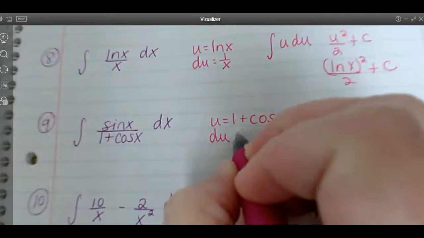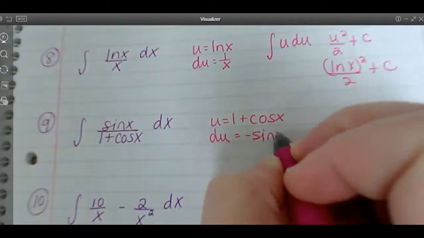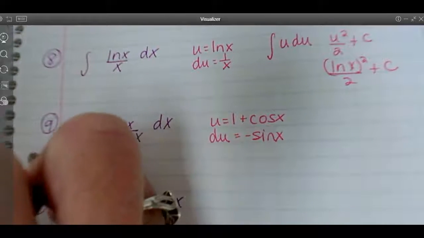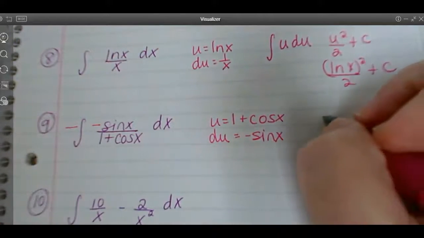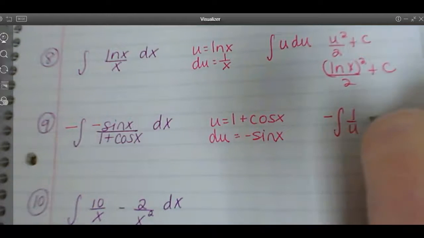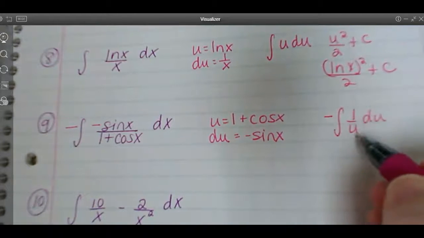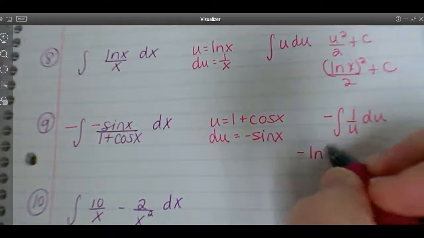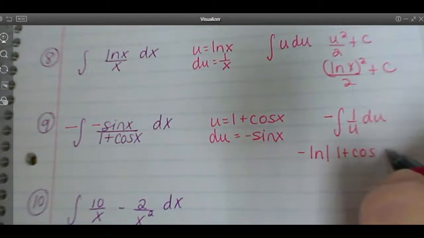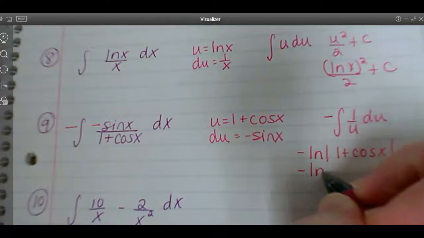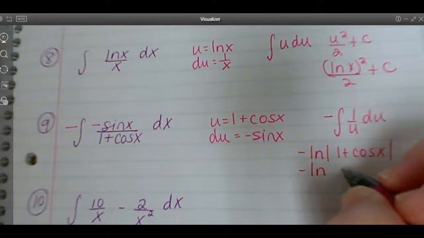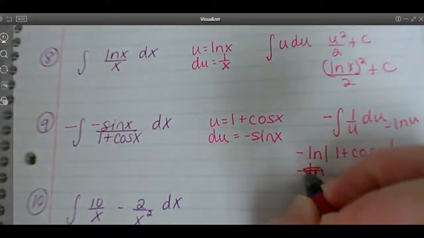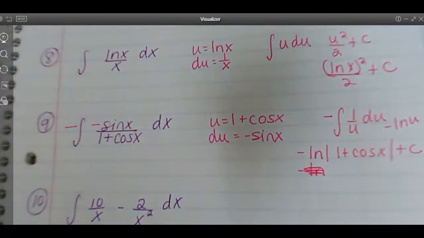Du, we're going to take the derivative here, so you get negative sine x. That just means we're missing a negative here, which means we take a negative out. So we would have negative integral 1 over u. Natural log, that's natural log because there's nothing else with the u. So I wanted you to see that you can do natural logs with trig functions. I guess this should have been negative natural log of u, and I went ahead and substituted what that was, and so that's that answer there.